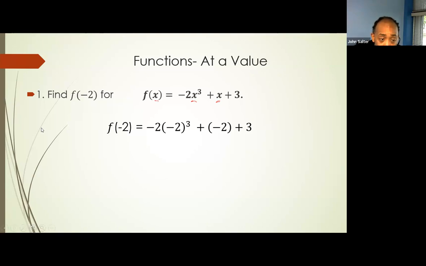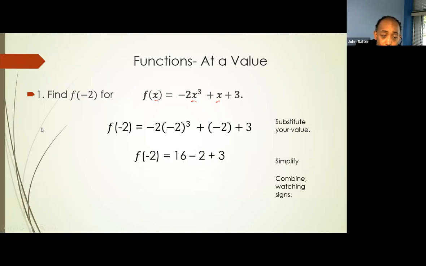To solve it out and show the work a bit, I'm going to not only substitute my value, but then simplify. In this case, I found that -2 to the third power was -8, times -2 is 16. Plus a negative is just like saying minus, and then plus 3. Combine, watching my signs, in which case I get f of -2 is equal to the value of 17. So I substitute my value, and then I essentially follow order of operations, PEMDAS, right?